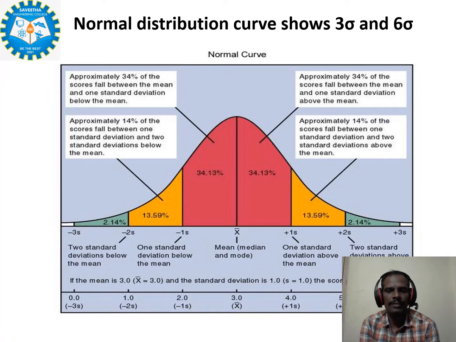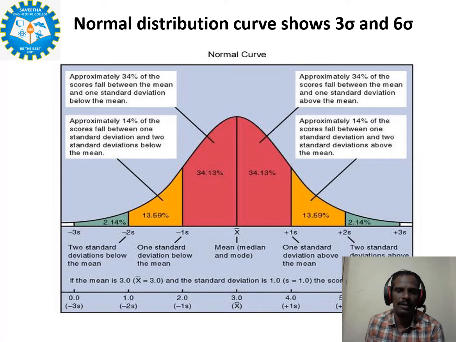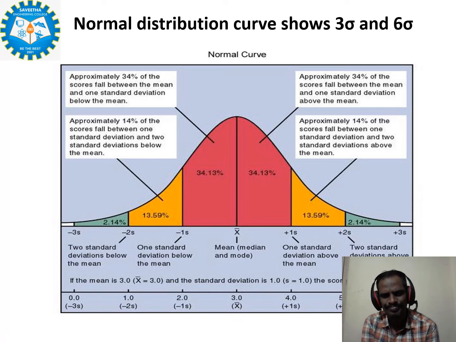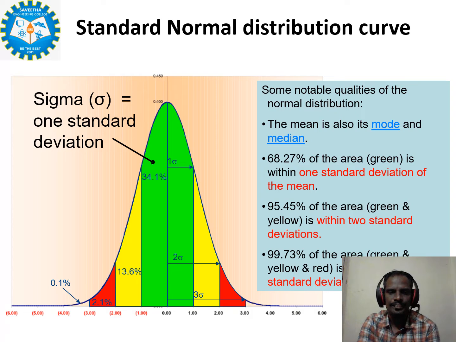68.26. The yellow values are indicated as 13.59 on the left-hand side and also 13.59 on the right, and the lower values are 2.14 on each side. The sigma variations take place for one sigma, two sigma, or three sigma values between the ranges. It depends upon the specification limit.